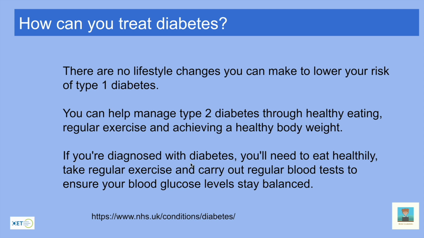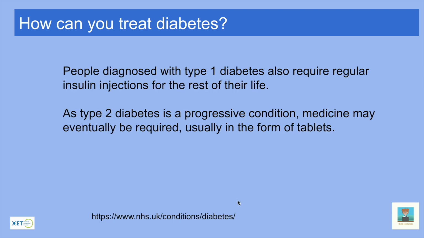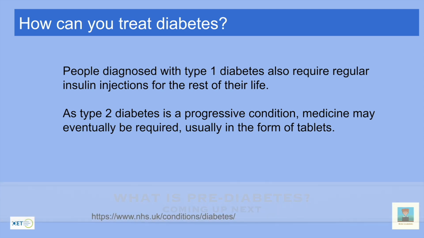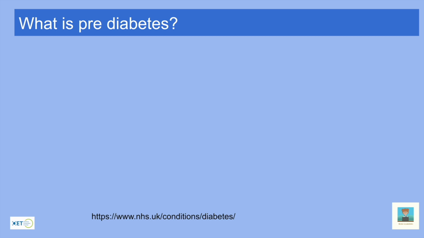If you're diagnosed with diabetes, you'll need to eat healthily, take regular exercise, and carry out regular blood tests to ensure your blood glucose level stays balanced. What about treatment? Well, people diagnosed with type 1 diabetes require regular insulin injections for the rest of their life. And for type 2, it's a progressive condition, so medicine may eventually be required, usually in the form of tablets.